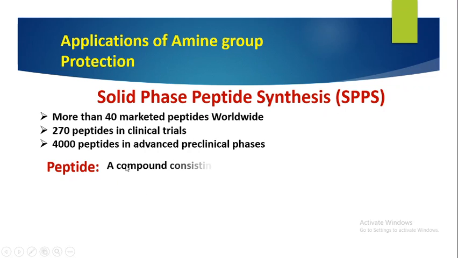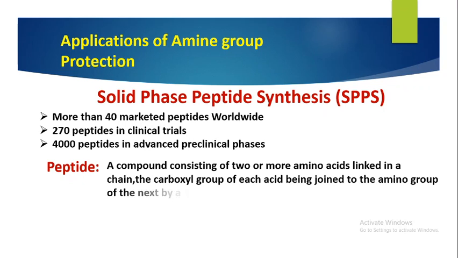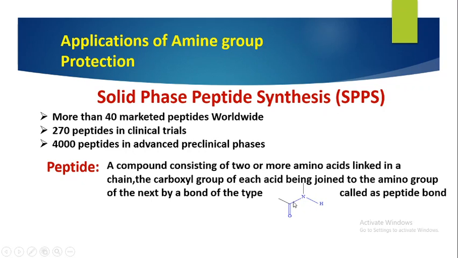So what is a peptide? This is the compound consisting of two or more amino acids linked in a chain, the carboxyl group of each amino acid being joined to the amino group of the next by a bond of the type C double bond O bond NH. This bond is called peptide bond.